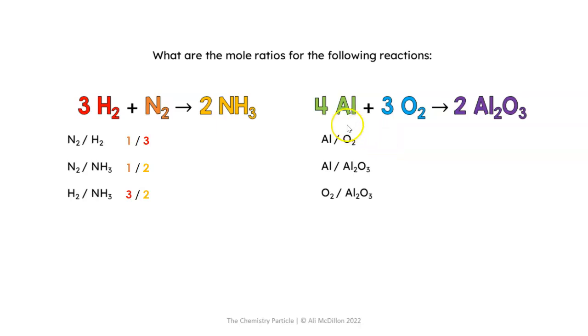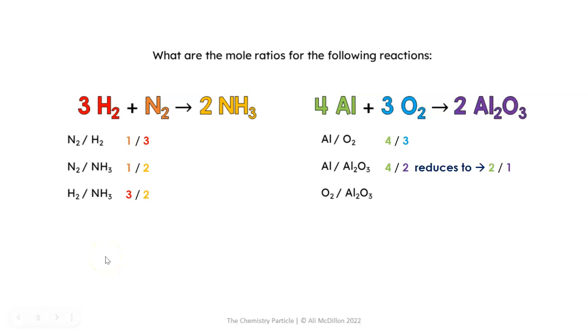So now let's look at this one. We've got 4 aluminum, 3 oxygen will yield 2 aluminum oxide. Okay, so again, we're just looking to compare the coefficients. So if we're looking at the ratio of aluminum to oxygen, 4 aluminum, 3 oxygen, that would be a 4 to 3 ratio. Okay. Now, what about aluminum to aluminum oxide? We've got 4 aluminum for every 2 aluminum oxide, so that would be a 4 to 2.